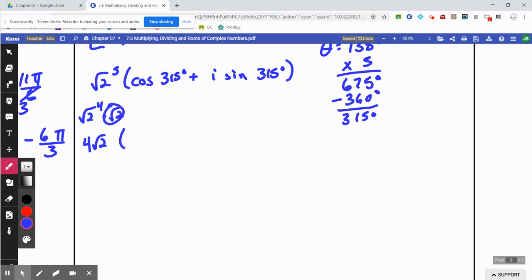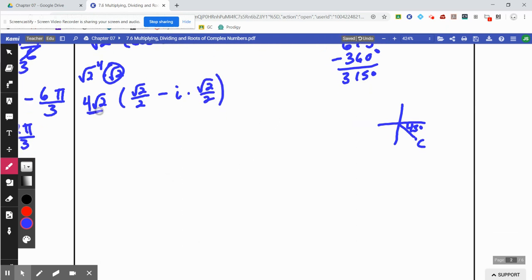And then the cosine of 315. 315 is in the 4th quadrant and has a 45-degree reference angle. All Students Take Calculus, so cosine will be positive, and the cosine of 45 is root 2 over 2. The sine will be negative, so I'm going to go ahead and put a minus sign there, i times the sine of 45, which is also root 2 over 2.